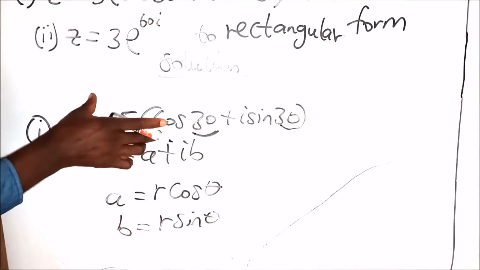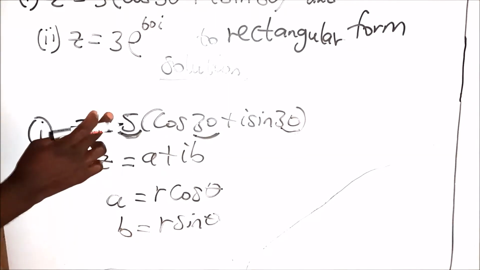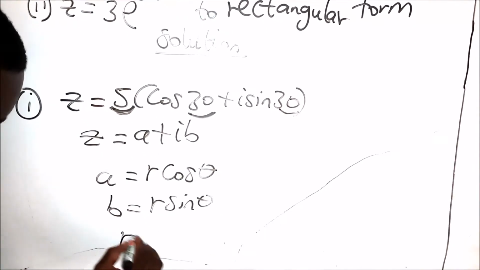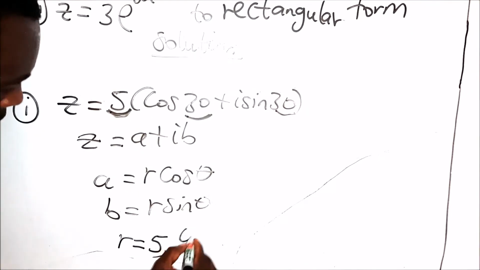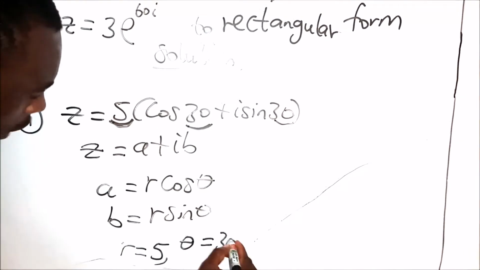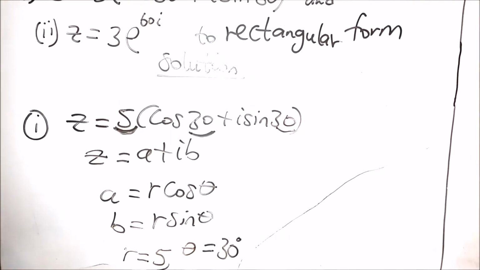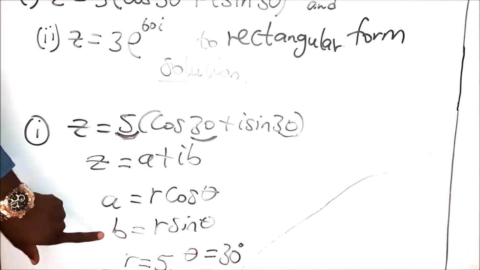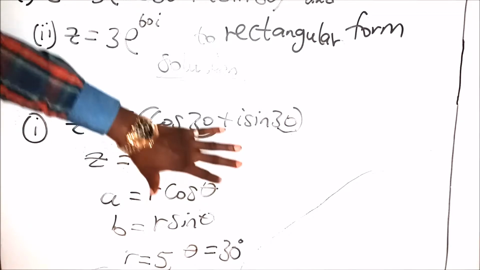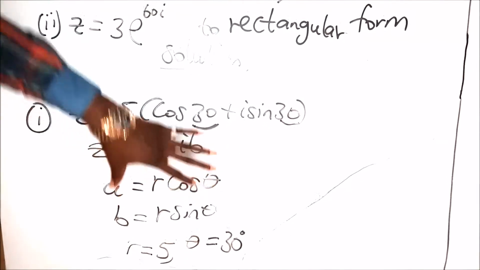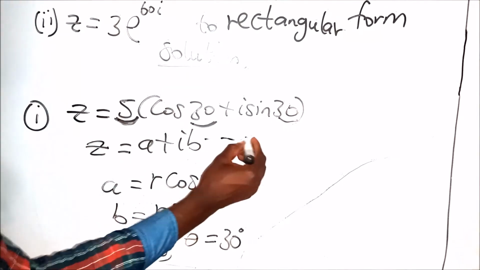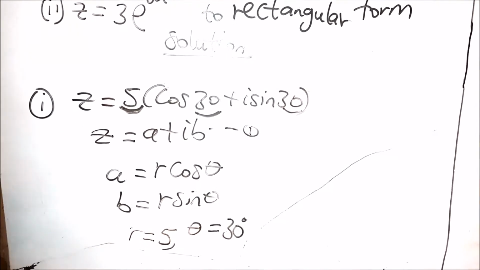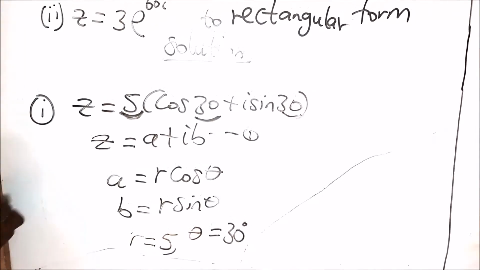So in this particular question, the modulus r is 5 and the argument is 30 degrees. So we're now going to get our a using this formula and our b using this formula. When we get a and b, we're going to substitute into this equation 1, and we're going to have our answer in rectangular form.